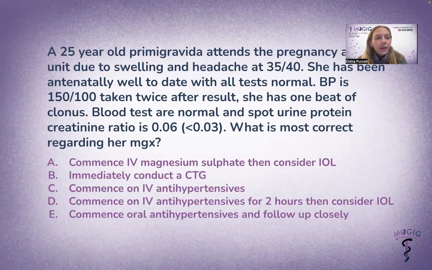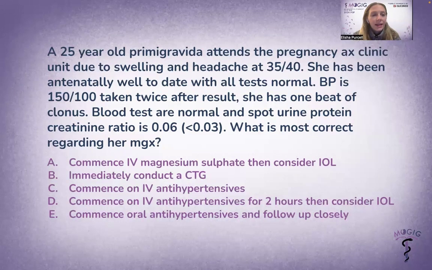Alrighty, first question. A 25-year-old primigravida attends a pregnancy assessment clinic due to swelling and headache at 35 weeks gestation. She has been antenatally well to date with all tests normal. Blood pressure is 150/100 and that's taken twice. She has 1 beat of clonus. Blood tests are normal and spot urine protein ratio is 0.06, with normal being less than 0.03. What is the most correct regarding her management?